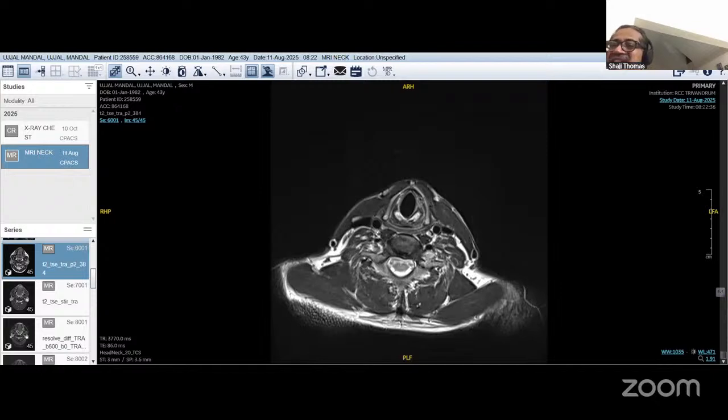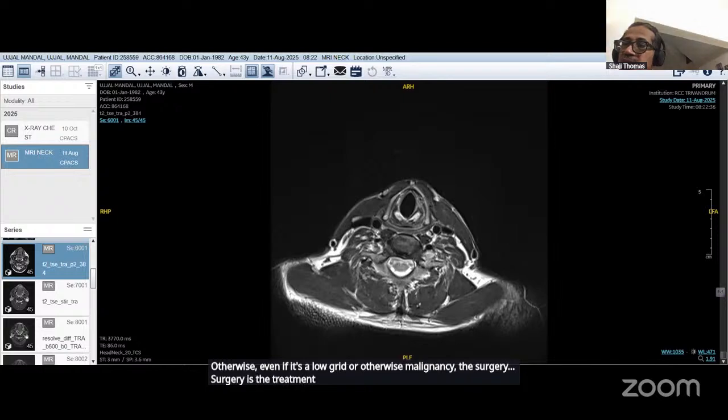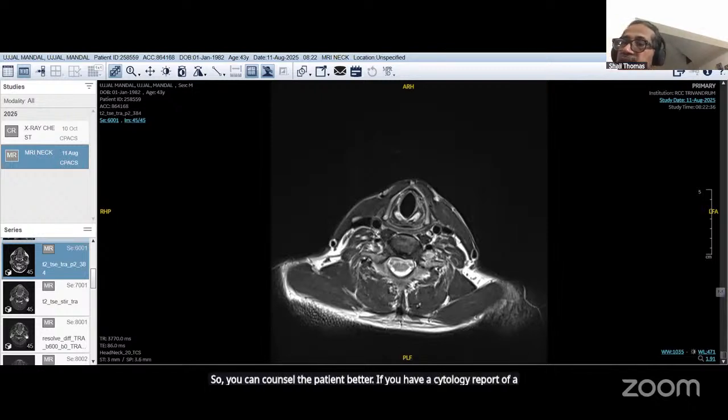Okay, ma'am. So I'll tell the patient that we will be proceeding with the superficial parotidectomy, will not be addressing the neck, and in all probability, no adjuvant therapy will be required. That is the main utility of FNAC. You can better counsel the patient. Even if it's a low grade malignancy, the final decision regarding treatment is surgery, but you can counsel the patient better if you have a cytology report of a benign disease.